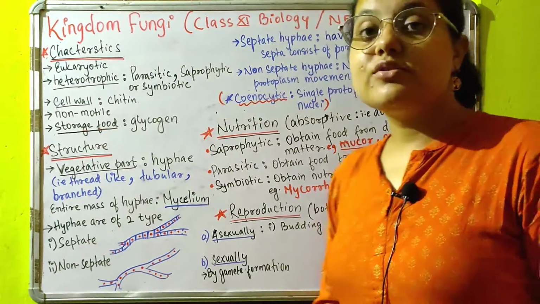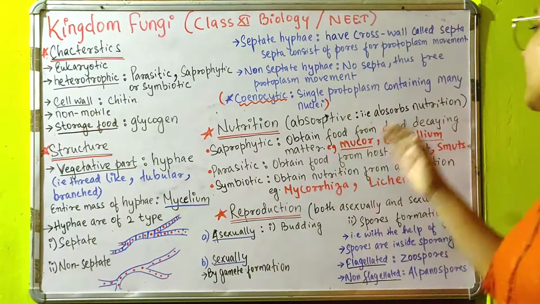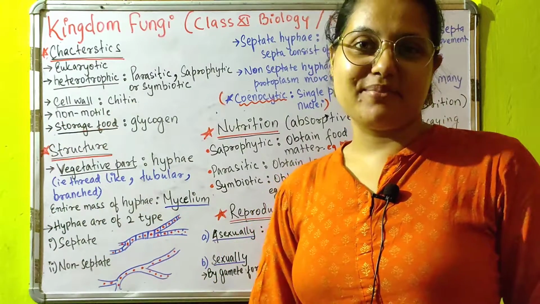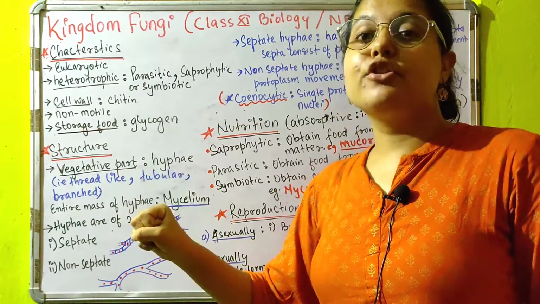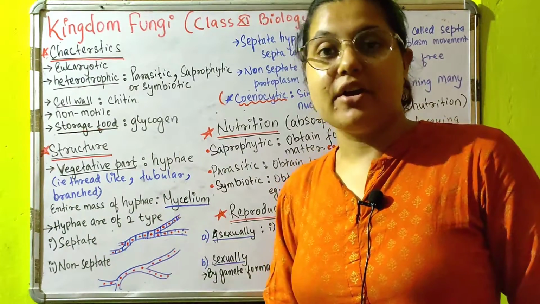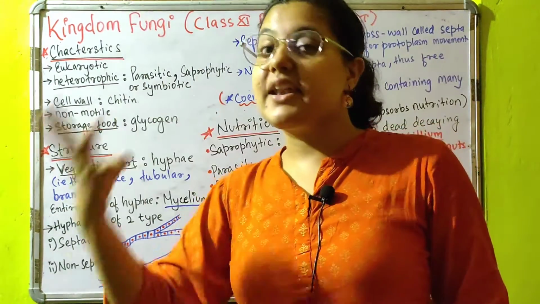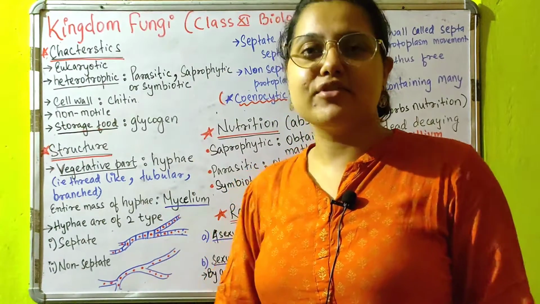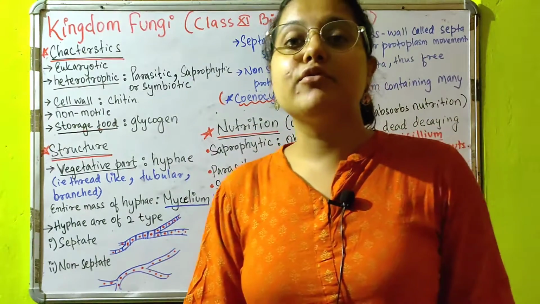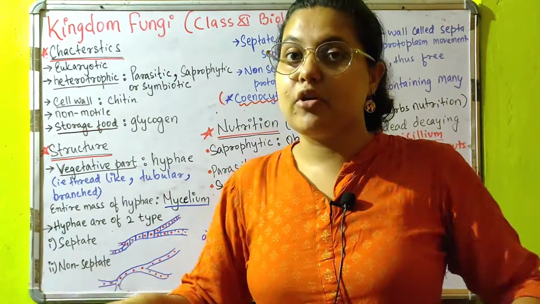Now coming to nutrition, children, fungi basically have an absorptive type of nutrition, because they obtain nutrition by absorption from the environment. They directly absorb the food from the outer environment. That is why their nutrition type is absorptive. Now coming to the different types of nutrition, that is saprophytic, parasitic, and symbiotic. In saprophytic nutrition, they obtain food from dead or decaying matter. In this mode, fungi obtain nutrition from the dead matter present outside them or around them.